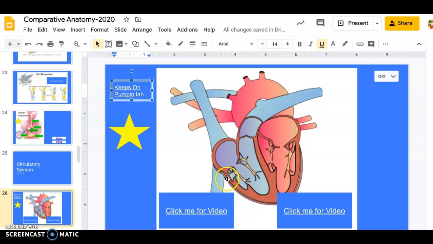Let's review the chambers again. This is called the right atrium. This is called the right ventricle. This one's called the left atrium, and this one's called the left ventricle.